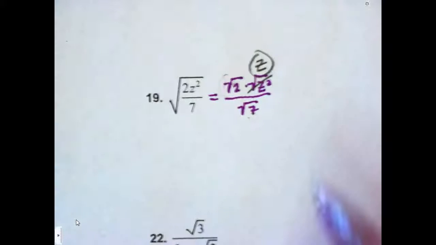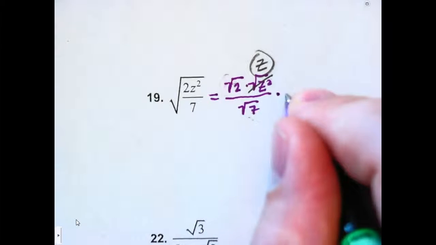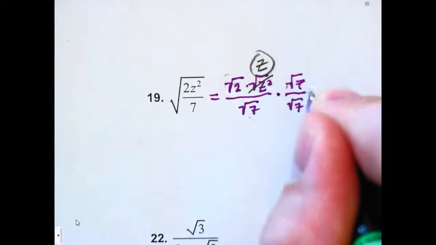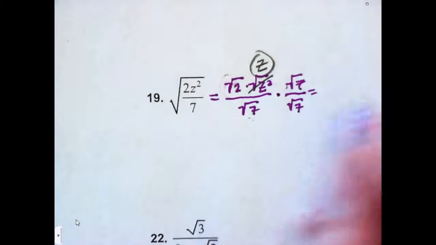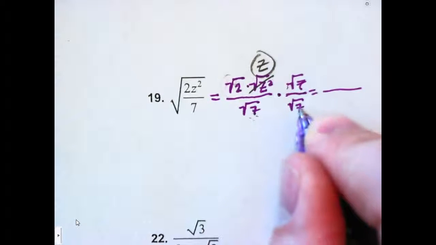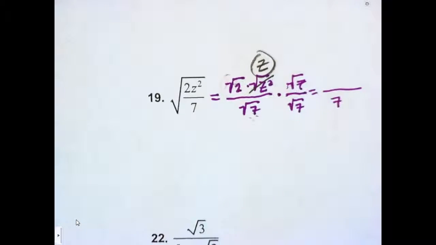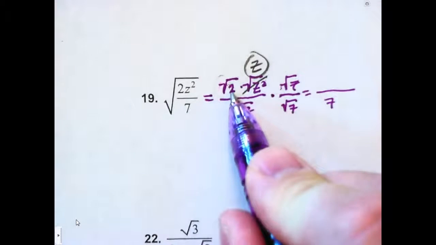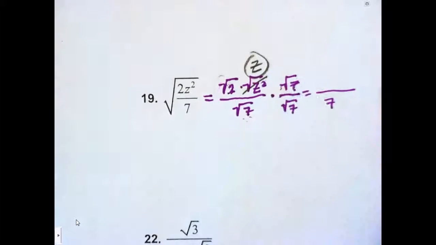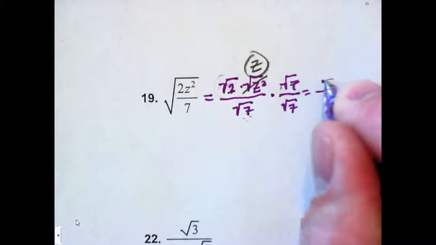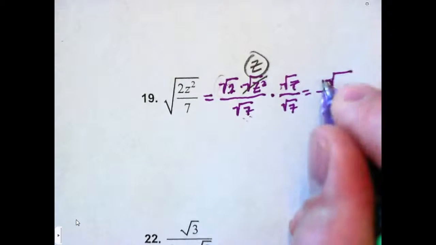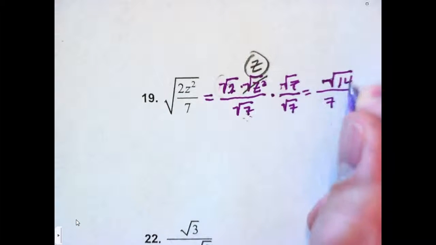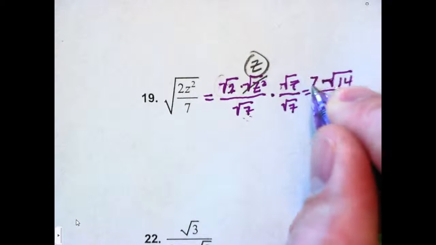Yeah, you can't have a radical in the bottom, so you have to multiply by root 7 over root 7. Okay? On the bottom, what's that give us? Just take the number out. It's just 7. Okay? And here we have root 2 and root 7 is root. What is root 2 and root 7? Come on, man. Root 14. And this is z.